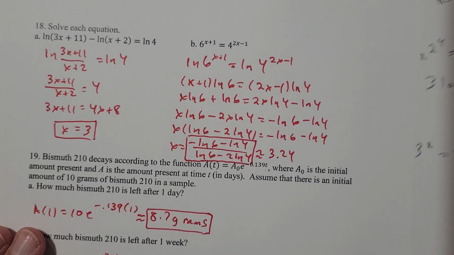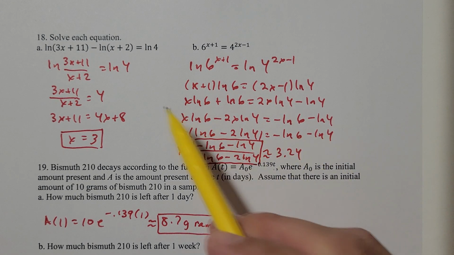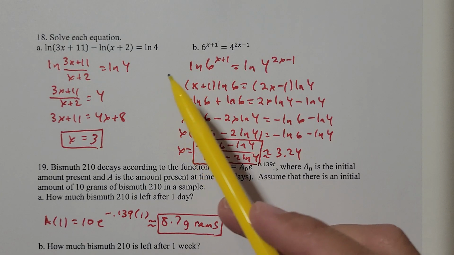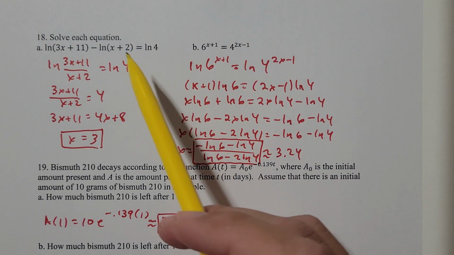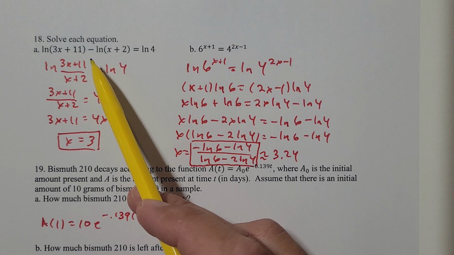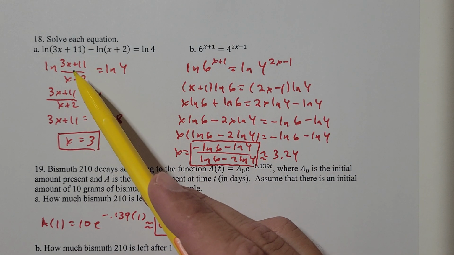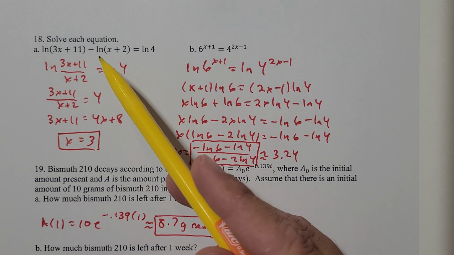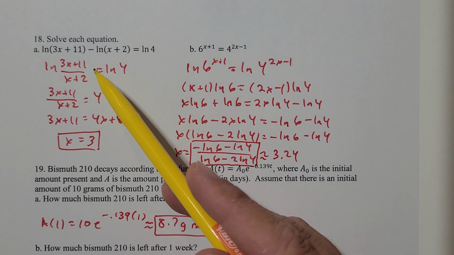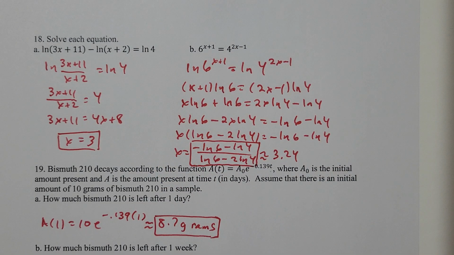Let's go ahead and try problem 18 next. In problem 18, we want to solve this equation here for x. I'm subtracting 2 logarithms on the left, so using law 2, I'm going to get a single logarithm by dividing the inner terms. Here I'm using the ln notation, but the properties of logarithms apply for any base.